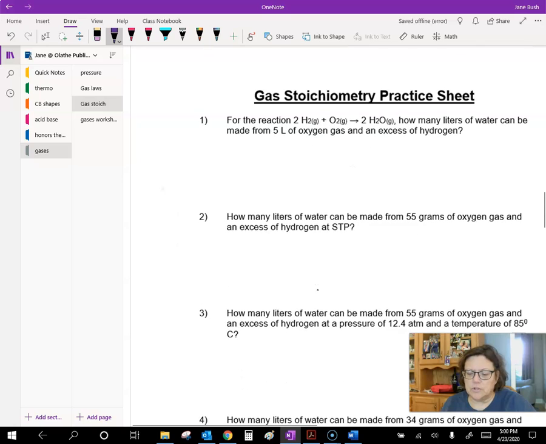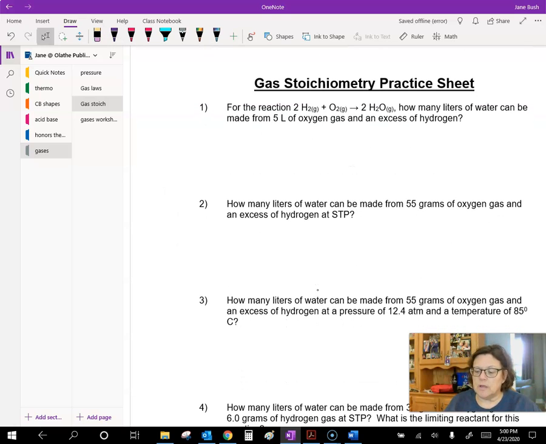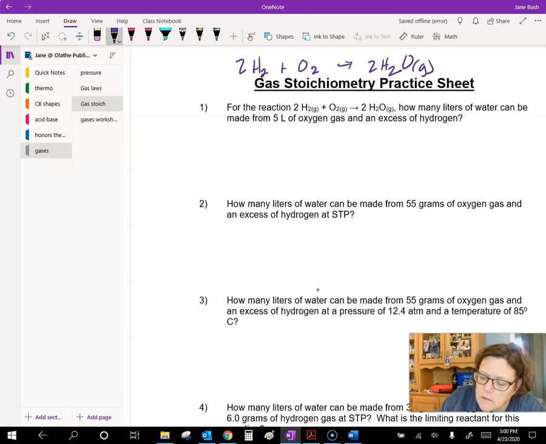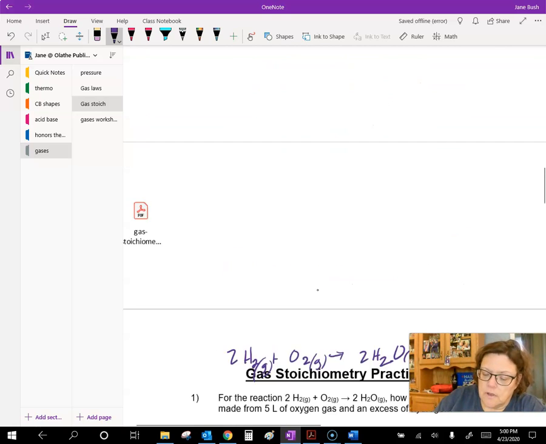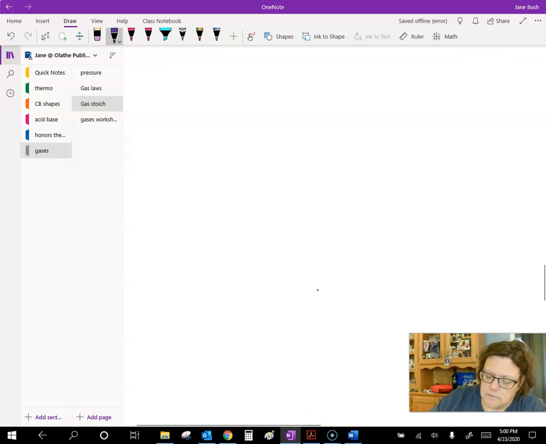So let's first look at this gas stoichiometry practice worksheet. We're going to use this equation. I'm going to rewrite it at the top for all of these problems. Okay? It says how many liters of water, and we're making liters of gas, can be made if you have 5 liters of oxygen gas and excess hydrogen. So we're starting up here, well, down here.